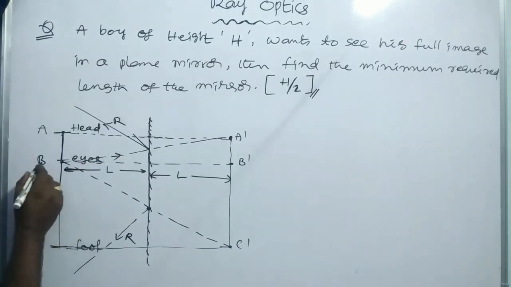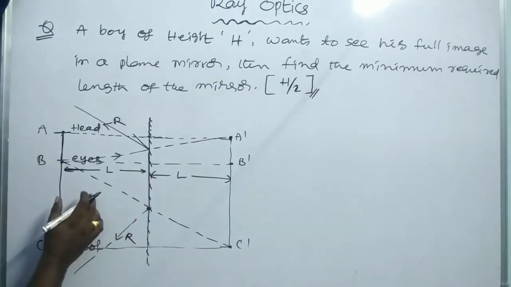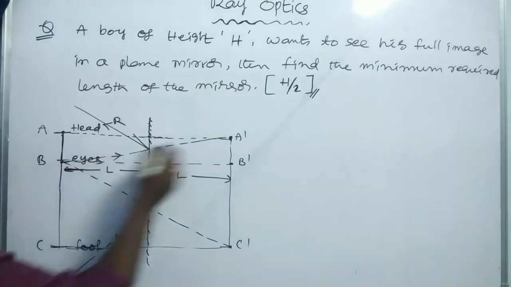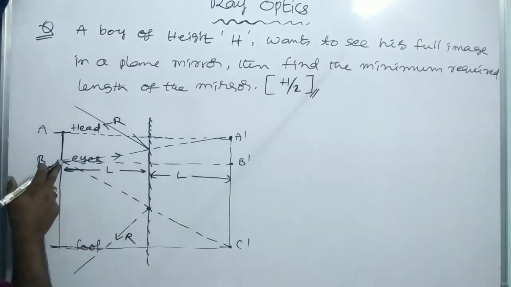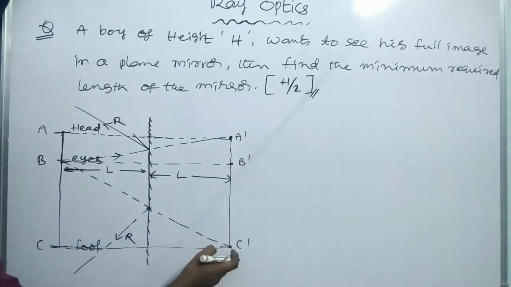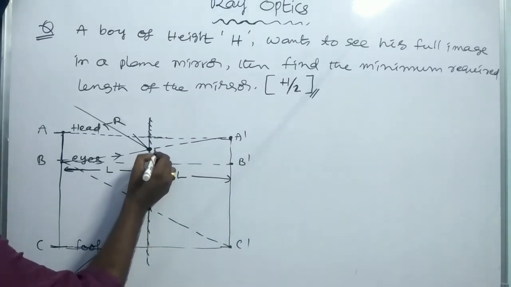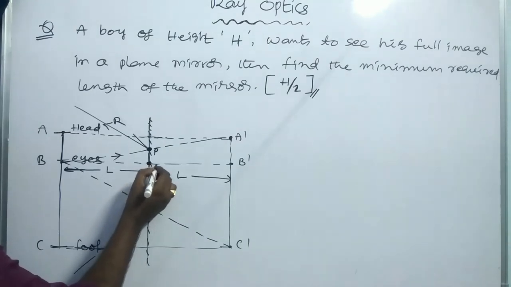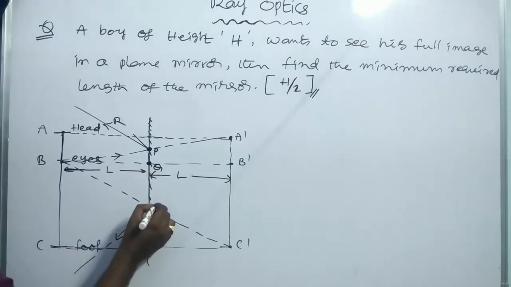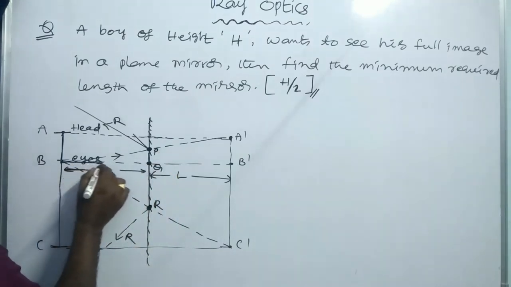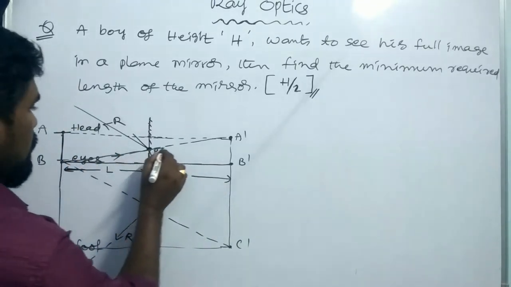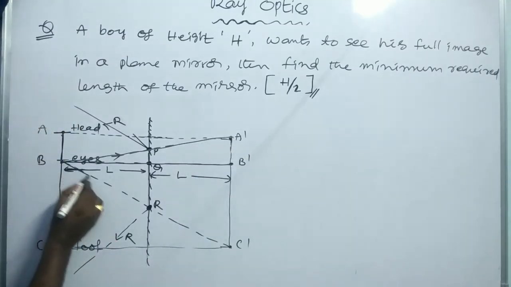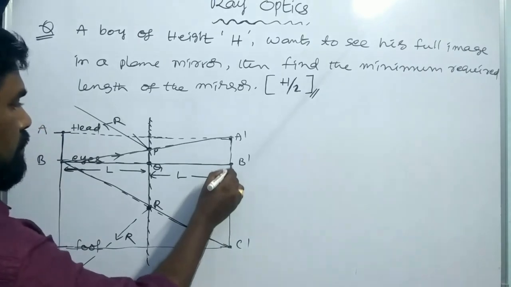So here there are two triangles. One is B A dash B dash, and also one more, B B dash C dash. Here the point is P, here the point is Q, here the point is R: P, Q, R. This is one of the triangles, and this is the other triangle.